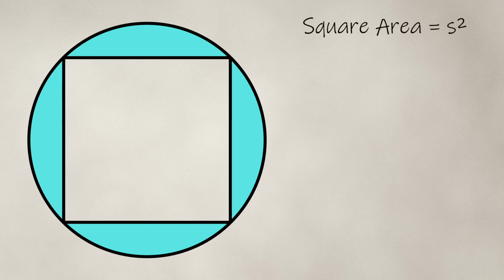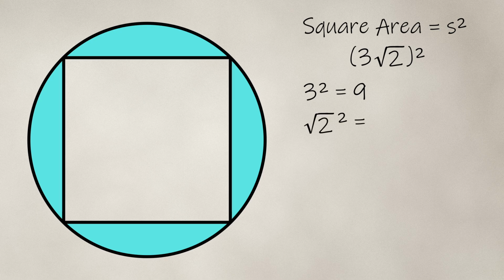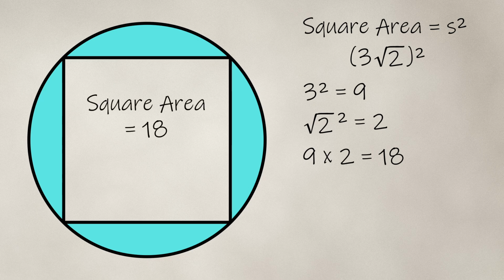Now, finding the area of the square is straightforward. The area of a square is just the side squared. Let's work this out. 3 squared is 9. Root 2 squared is just 2. 9 times 2 equals 18. So the area of the square is 18 square units.